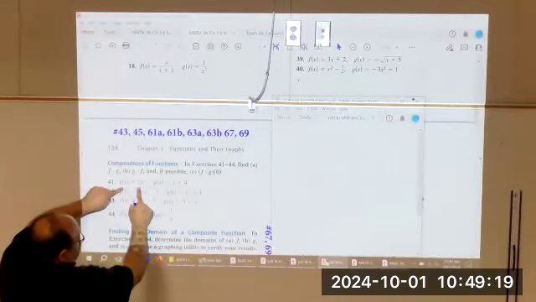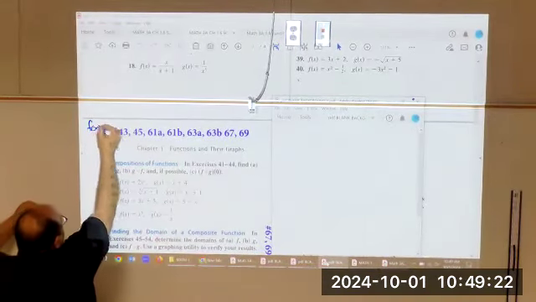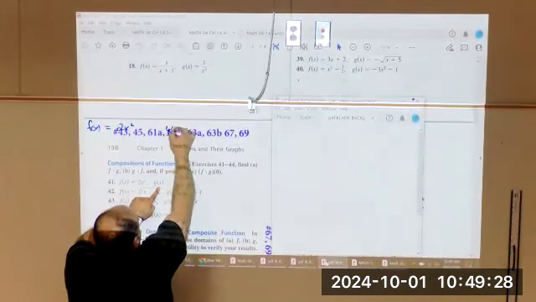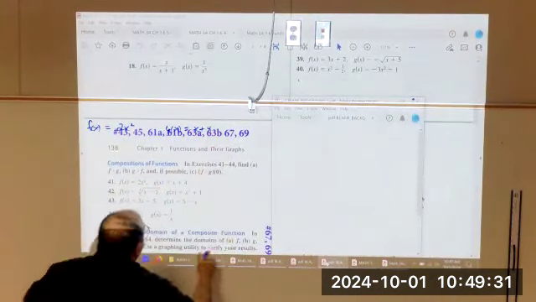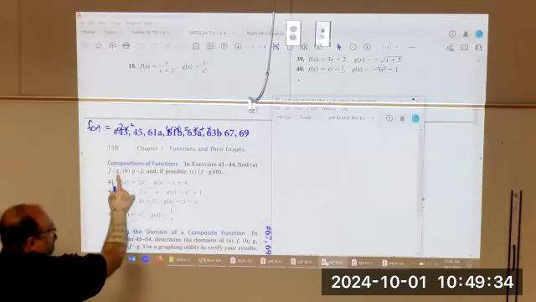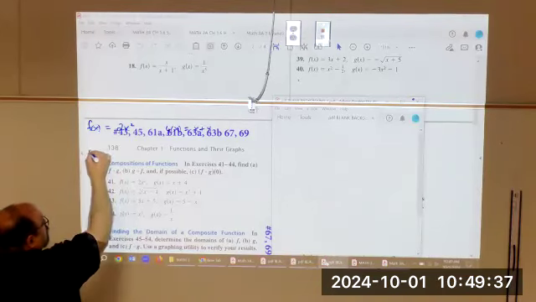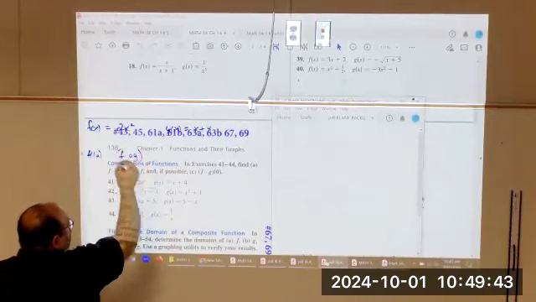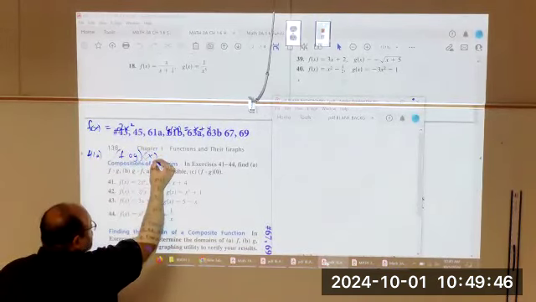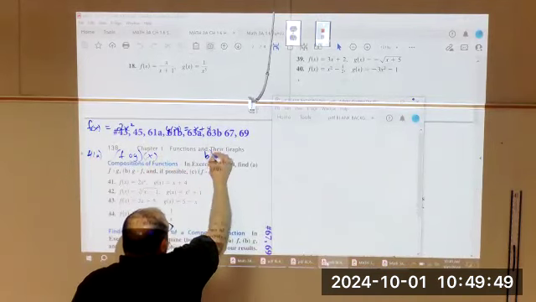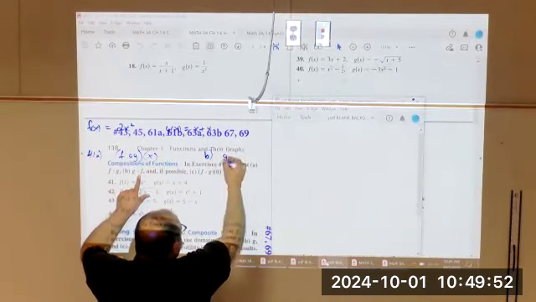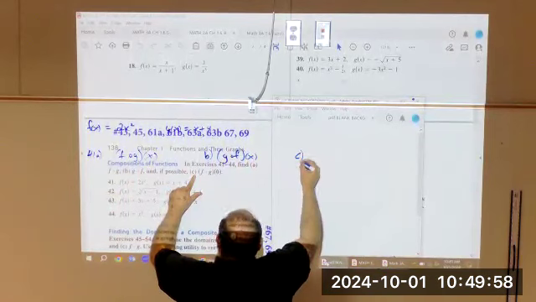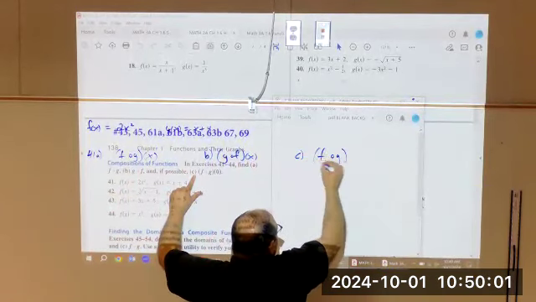41, f of x is 2x squared. G of x is x plus 4. Three things. One, what is f circle g? I wish they would have written it correctly. 41 part A. What is f circle g? They should have put of x. Part B, what is g circle f of x? And part C, what is f circle g of 0?